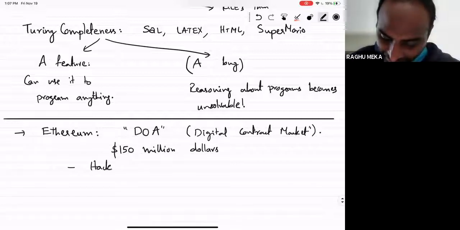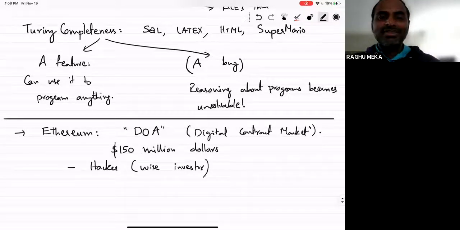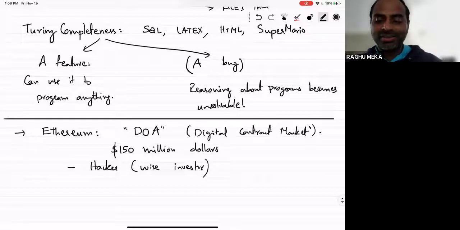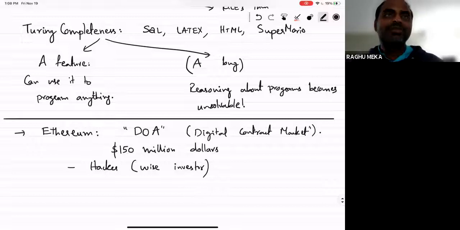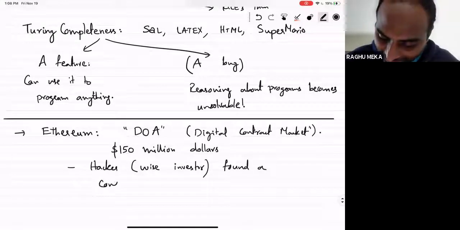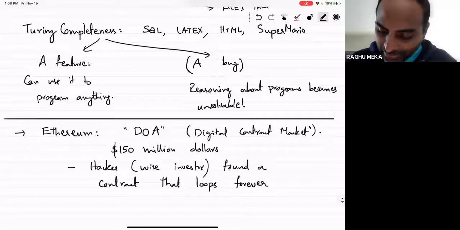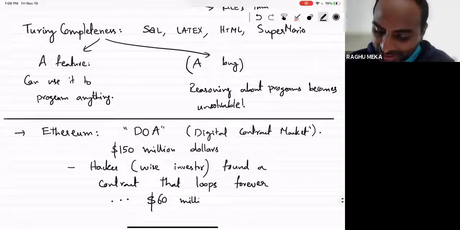hacker, or you might call that person a wise investor, or some person who actually took a CS 181 course in their life figured out that this language actually is Turing complete. So they found a contract that loops forever. And they used it to basically transfer $60 million into their own fund.